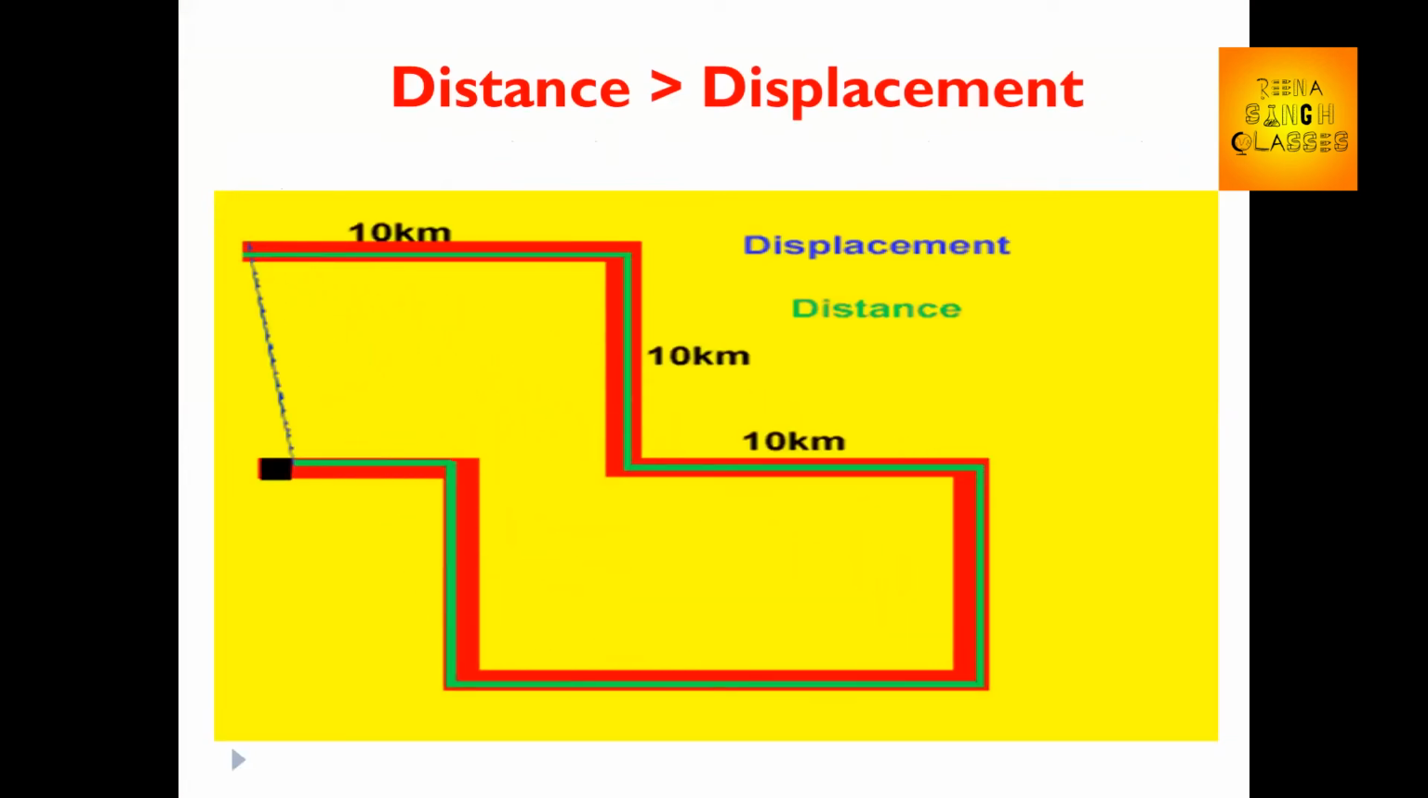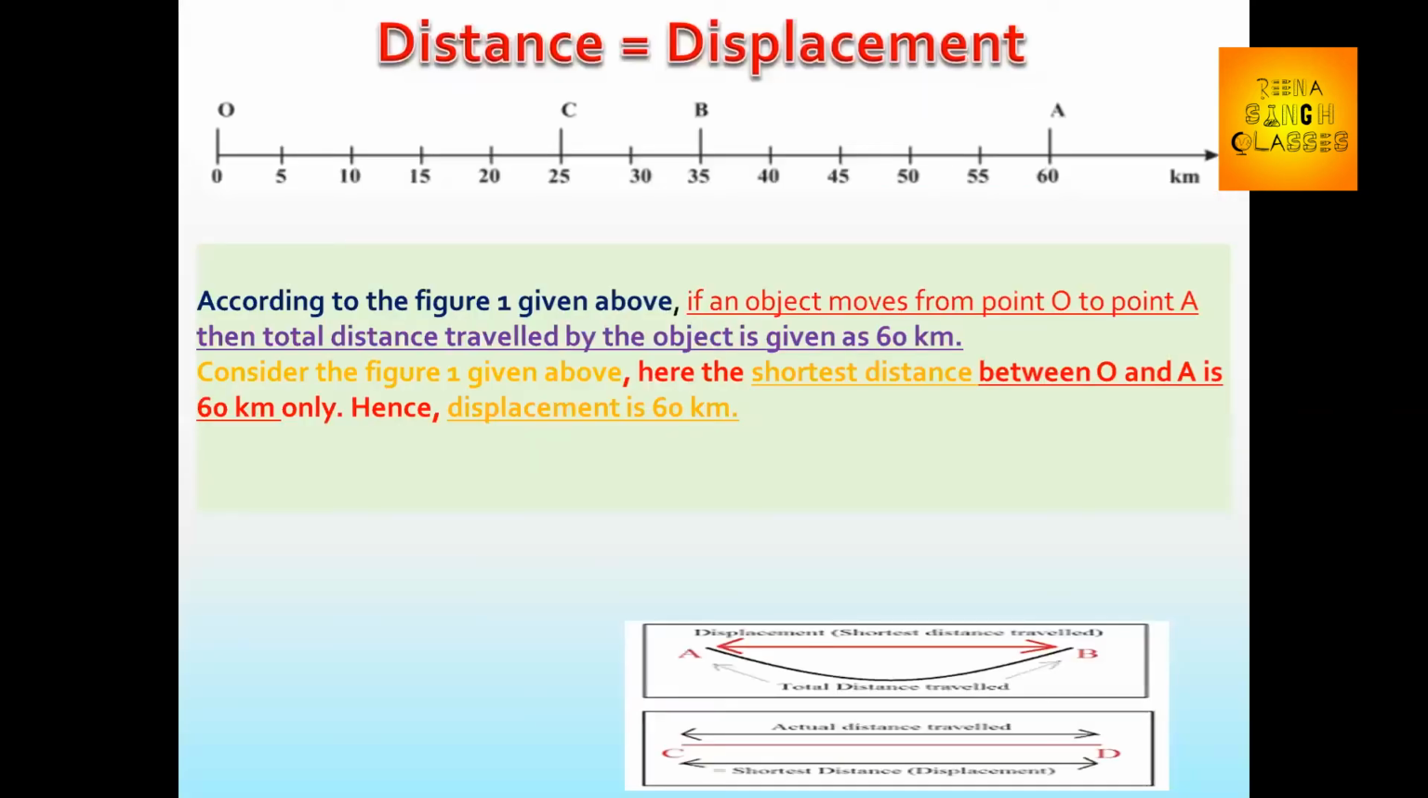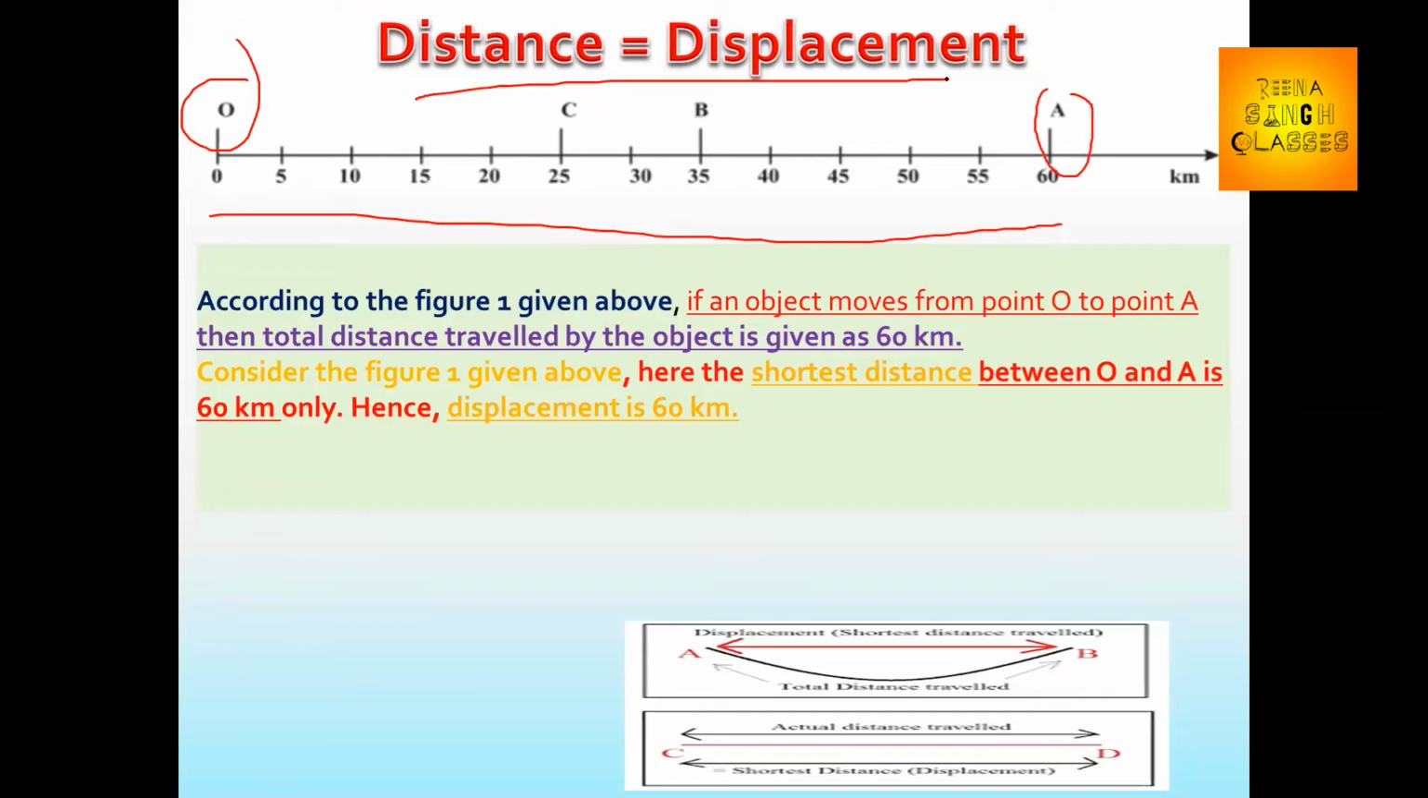In this example, the distance is the total path covered, which is 70 kilometers, and the displacement is the shortest distance from the initial to the final position, which is 14 kilometers. Distance is equal to displacement when the object is moving along a straight path. Look at the example: an object is moving along a straight path from O to A. In this case, distance is equal to displacement, which is 60 kilometers. So distance equals displacement when an object is moving along a straight line without changing its direction.